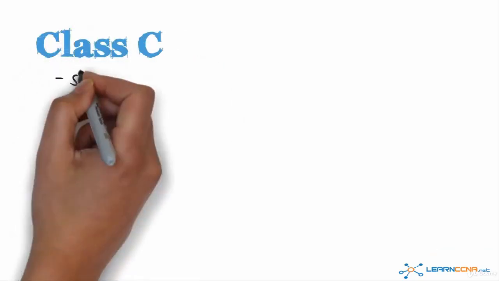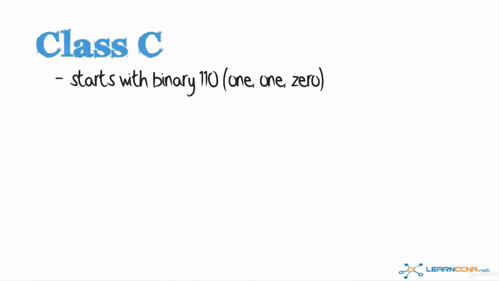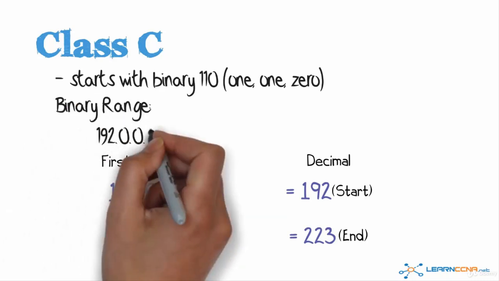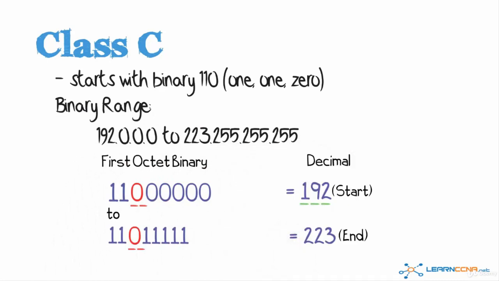Class C addresses start with binary 110. So once again, this is not 110 in decimal, but 110 in binary. The 0 in this case is in the third bit position in the first octet. So Class A had 0 in the first bit position, Class B in the second, and now Class C has the 0 in the third bit position. Going through the combinations in the first octet will give us a range of 192 to 223. So this is the range of Class C addresses.